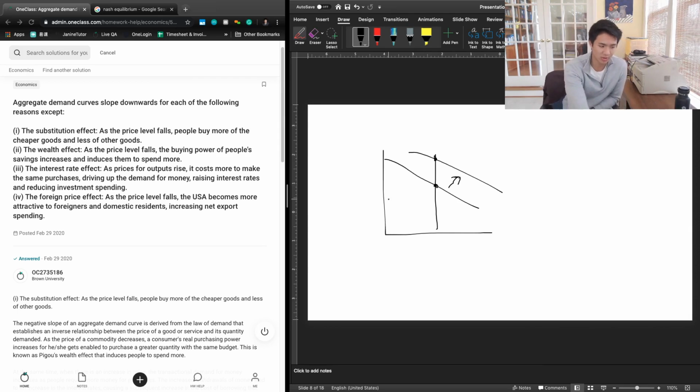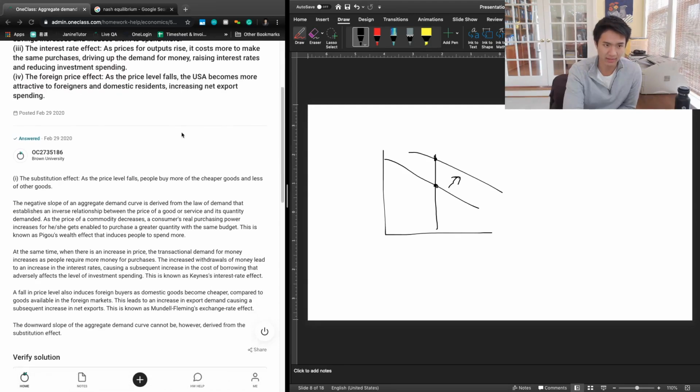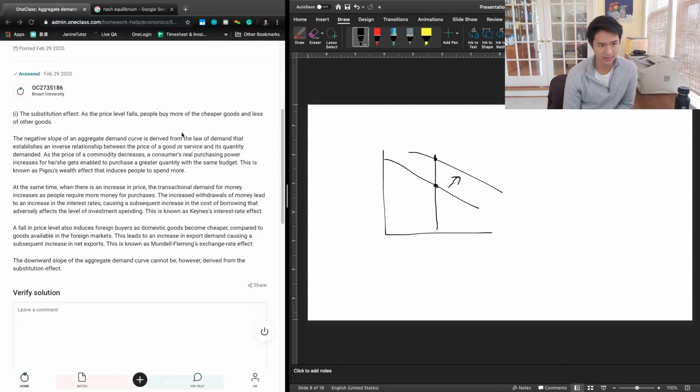So again, substitution effect is not going to be one of those good answer choices for this question, and so that's going to be the right answer here. Aggregate demand curve slopes downwards for each of the following reasons, except for the substitution effect, which states that as the price level falls, people buy more cheap goods and less of the other goods. So let's take a look at the previous tutor's answer. They also pick the substitution effect. As the price level falls, people buy more of the cheaper goods and less of the other goods.